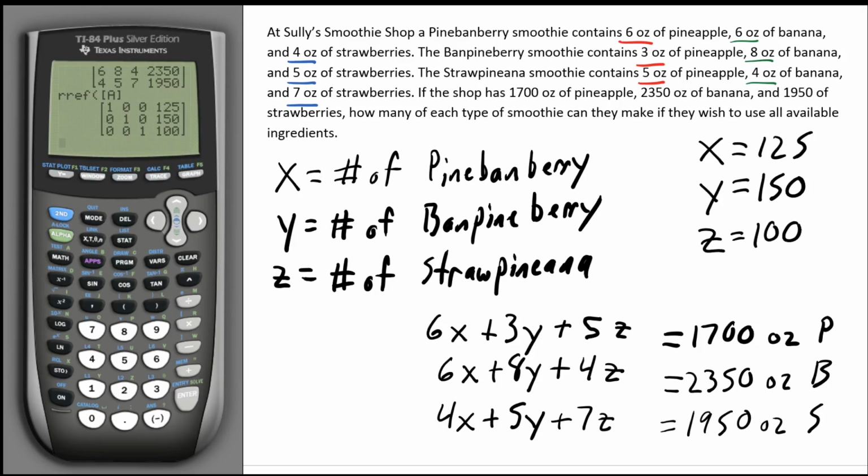So the smoothie shop has enough fruit to make 125 pine banberry smoothies, 150 pine berry smoothies, and 100 straw pine Anna smoothies.